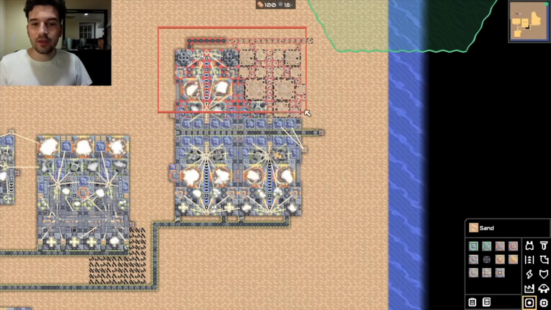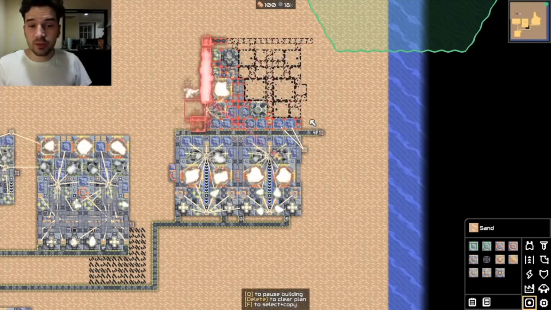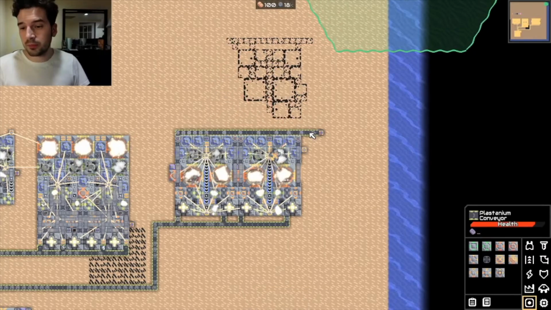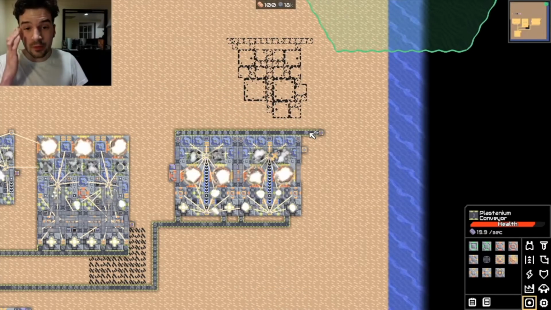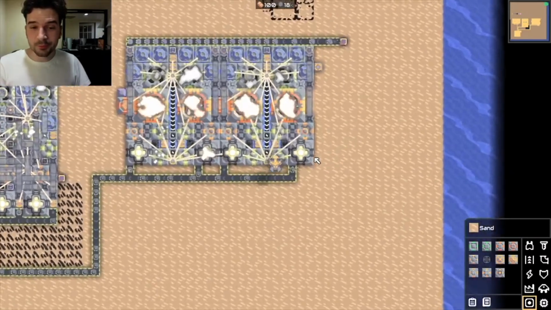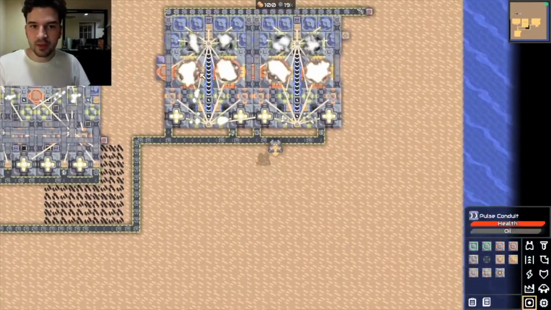Yeah, it did not like having that there. Anyway, I usually put them back to back so I can use the same plastanium conveyor line for the lead. It works out really well. All right, let's make this.